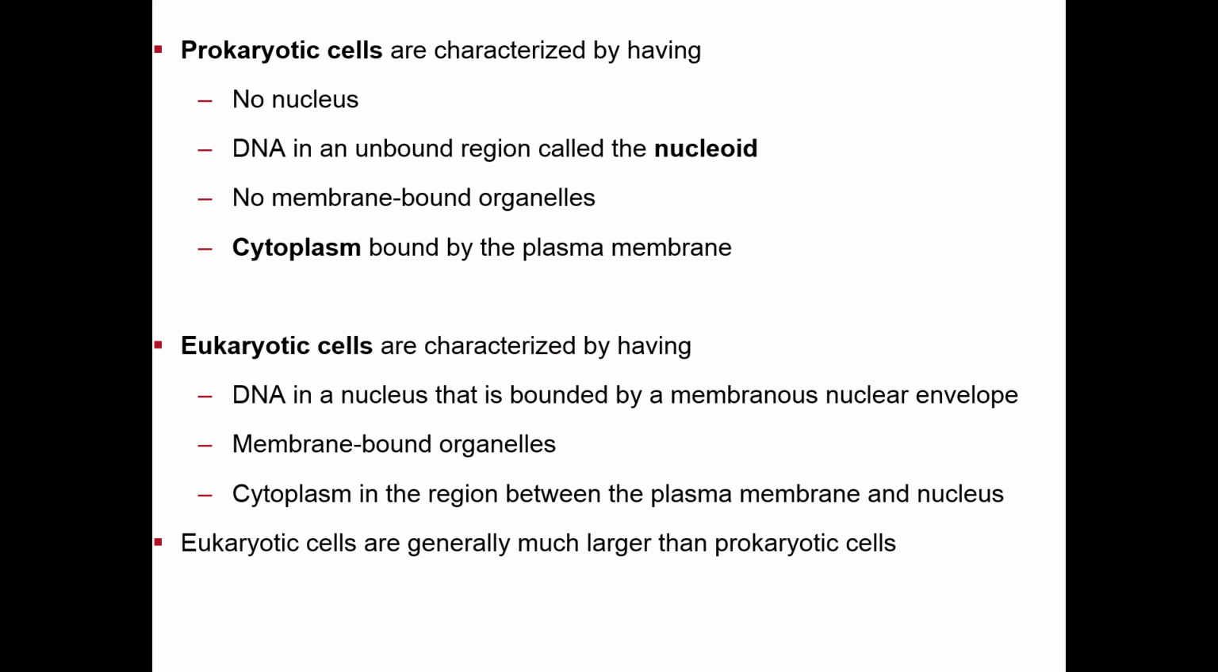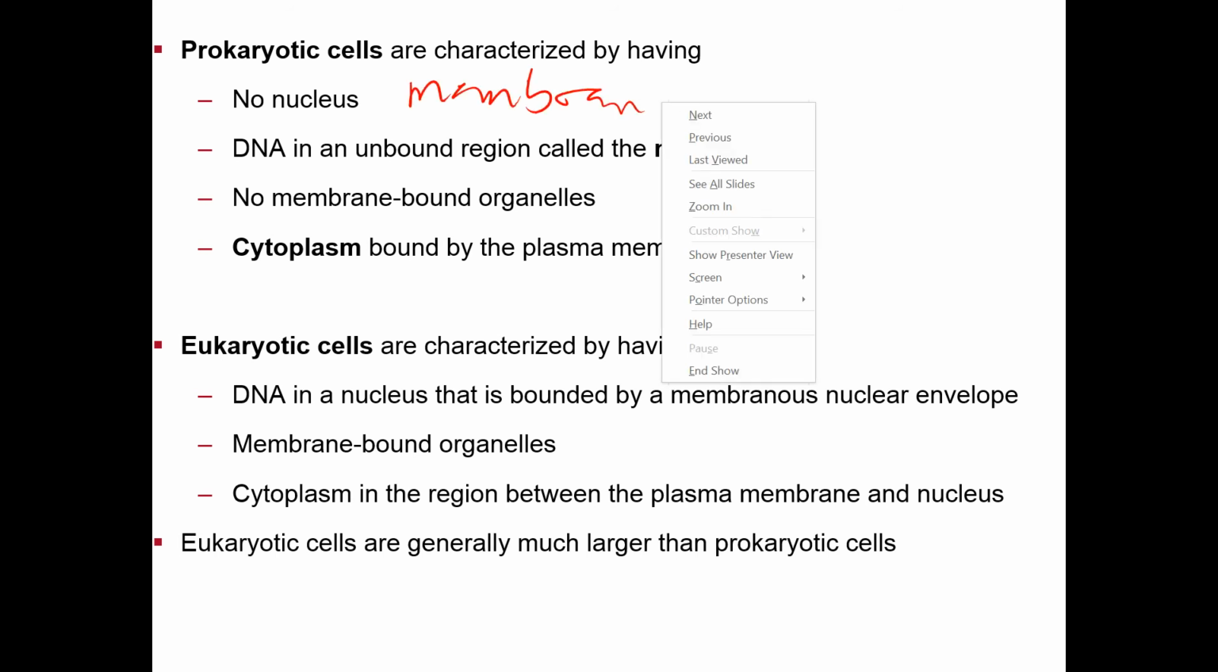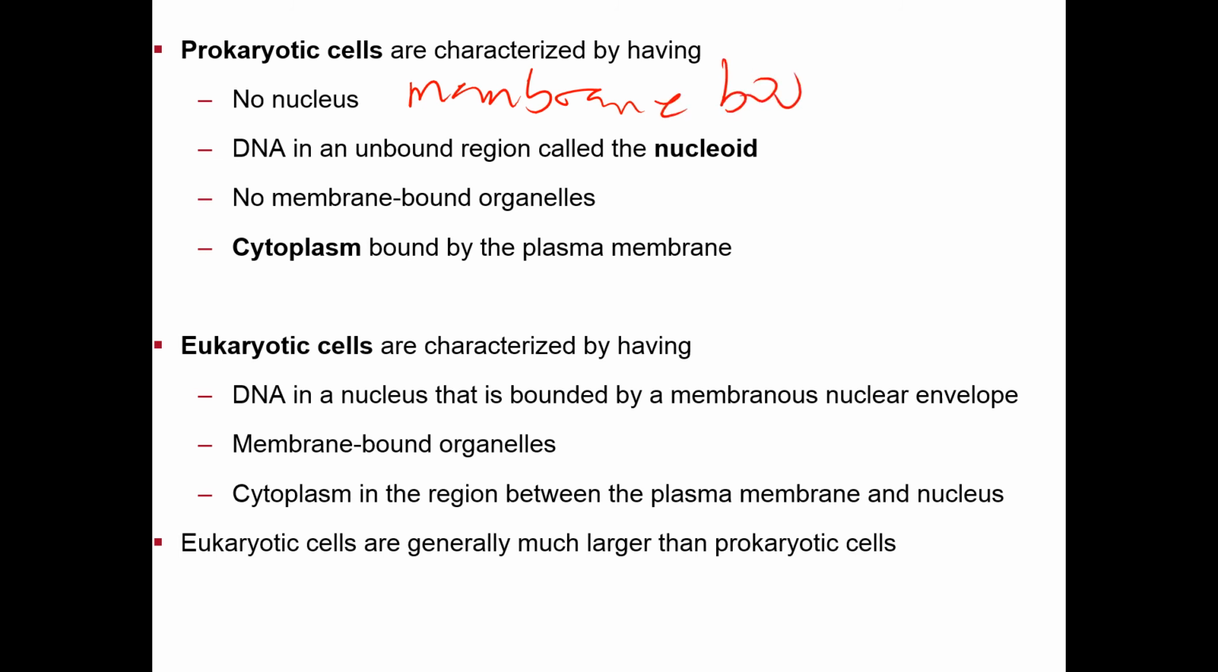So what are the differences? Well, a prokaryotic cell doesn't have a nucleus, so there's no membrane-bound nucleus. What they have is called a nucleoid. Their DNA is just sitting in the cytoplasm of the bacterial cell. Typically it's centrally located, and it's going to be darkly stained. The region where the DNA is found is referred to as the nucleoid.